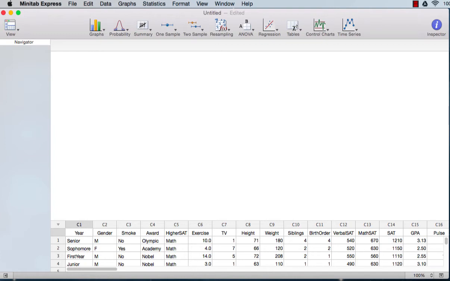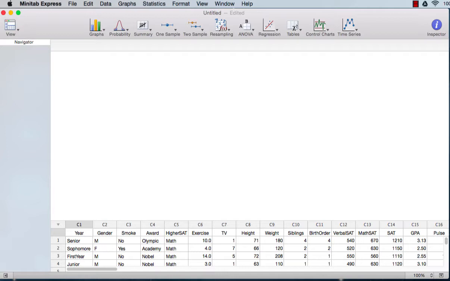Here I have the Student Survey dataset from the second edition of the Lock 5 textbook. In this example, we're going to be comparing students who said that they would prefer to win an Academy Award, a Nobel Prize, and an Olympic gold medal in terms of their overall SAT scores. We'll start by checking assumptions, then we'll use Minitab Express to conduct a one-way ANOVA with Tukey pairwise comparisons, and I'll walk you through interpreting all of the Minitab Express output.